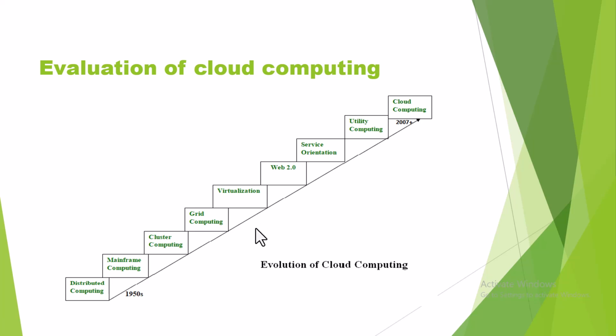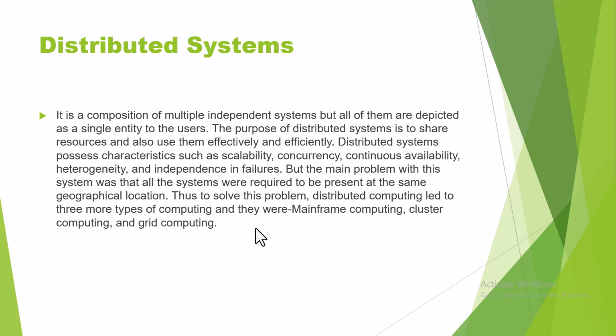In our next slide, we can see what a distributed system is. It's a composition of multiple independent systems, but all of them appear as a single entity to the user. The purpose of a distributed system is to share resources and use them effectively and efficiently. Distributed systems possess characteristics such as scalability, concurrency, continuous availability, heterogeneity, and independence in failure.